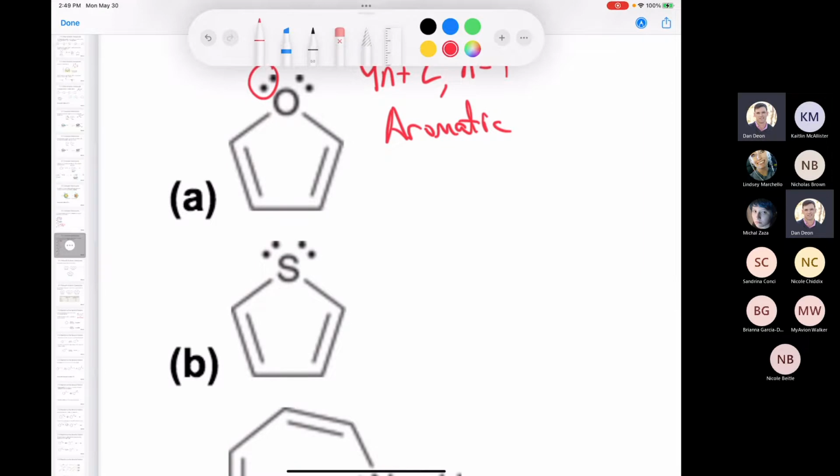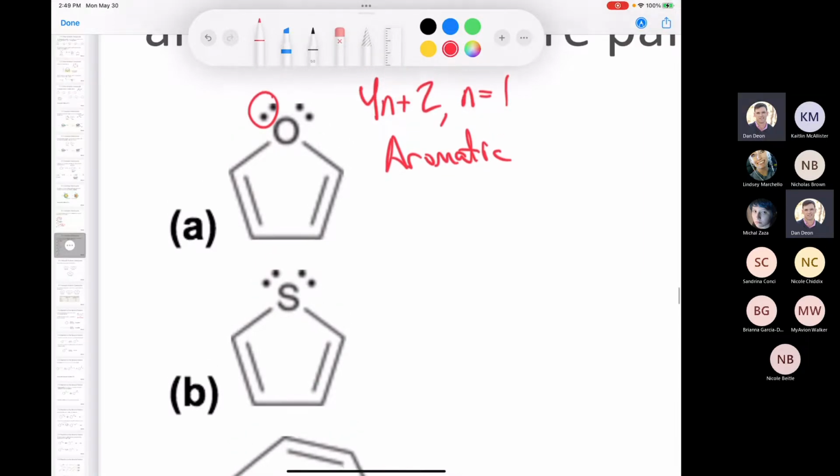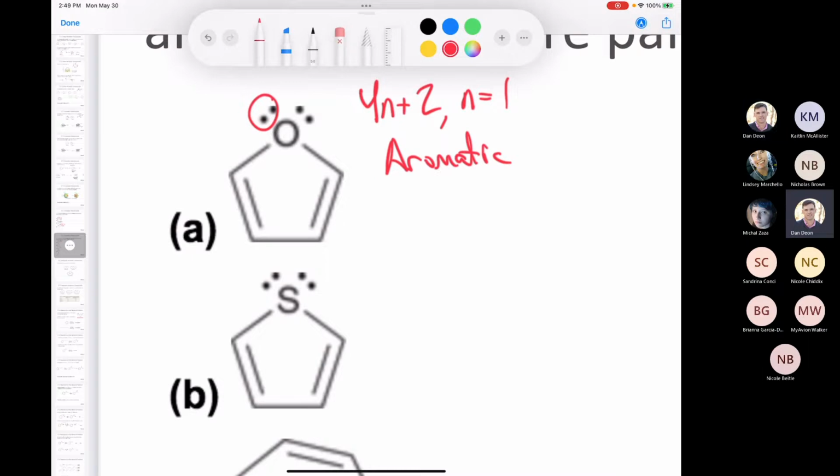If we go to the next compound, it's going to be the exact same rationale. You've got a pair of electrons here, a pair of electrons here, and then we've got a lone pair here and a lone pair here. So if I put one of those lone pairs in a p orbital, then I would have a continuously overlapping system of p orbitals, and I would have a Huckel number of electrons, 4n plus 2, where n is equal to 1. And so that would be an aromatic compound.